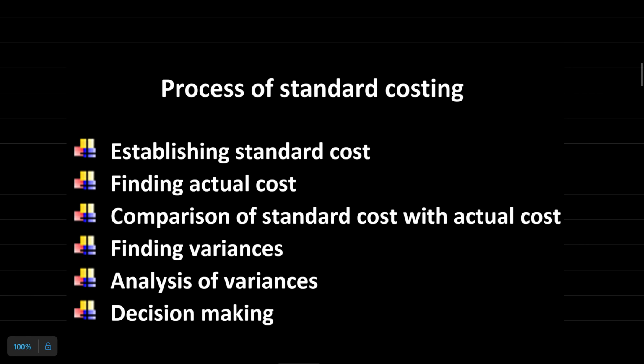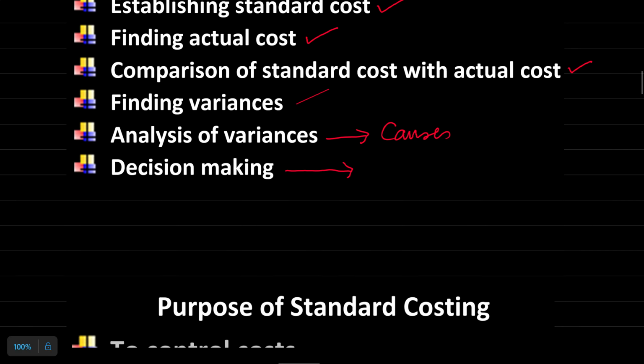So students, the process of standard costing is establishing a standard cost, then finding actual cost, comparison of the above two costs, finding variances, analysis of variances, finding the causes why standard cost was different from actual cost, what were the reasons, and from these reasons managers can use this analysis, this information for decision making. The basic purpose of standard costing is to control the cost.